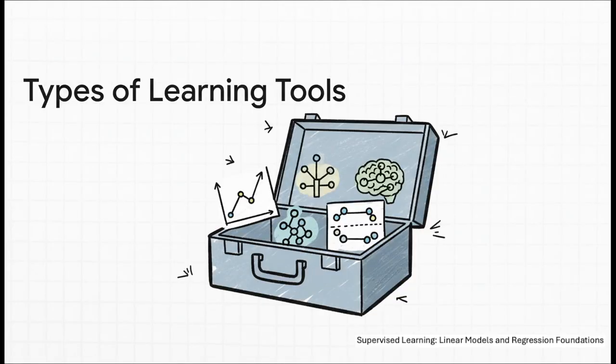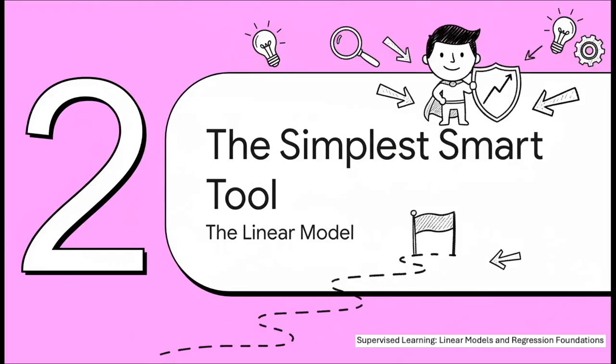Now, it's not like there's only one way for a computer to learn. Nope. There's a whole toolbox of different models out there. Things like decision trees, neural networks, they all have different strategies. And I know that list might look a little intimidating, but trust me, the best way to understand all of them is to start with the simplest, most fundamental one. Which brings us to our hero for today, the linear model. It's the simplest tool in the box, and it's absolutely the perfect place for us to start.